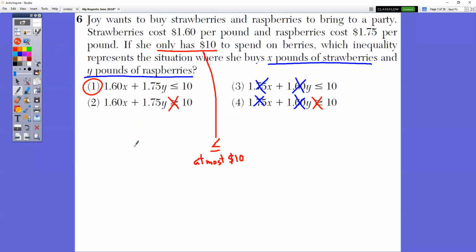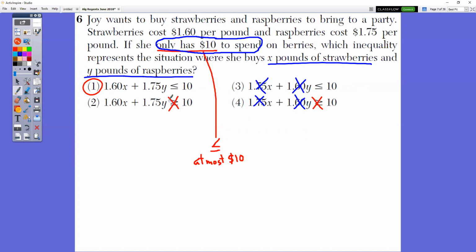In question number 6, Joy wants to buy strawberries and raspberries. Strawberries cost $1.60 a pound, raspberries $1.75 a pound. If she only has $10 to spend, that is the most that she can spend. Can she spend equal to $10? Yes. Can she spend less than $10? Yes. Can she spend more than $10?